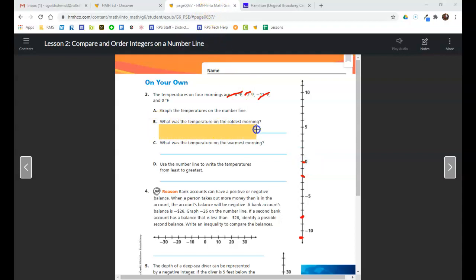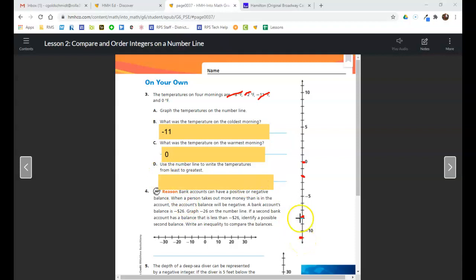Let's look at B. What was the temperature during the coldest morning? Remember, the farther to the left, or in this case, since it's a vertical line, the farther down, the colder it is. So, what was the temperature on the coldest morning? -11. What was the temperature on the warmest morning? We have 0.